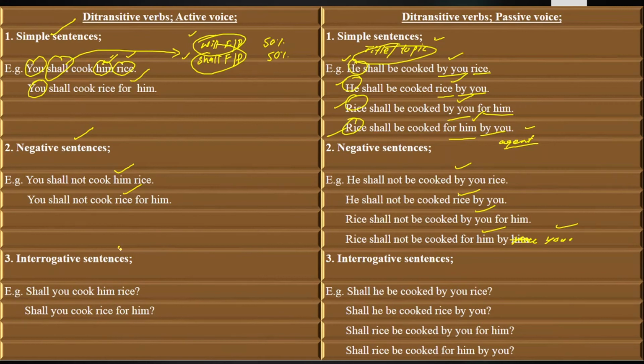Next we have got interrogative sentences. Those sentences in which we ask questions, put queries, are called interrogative sentences. Shall you cook him rice? Shall you cook rice for him? Shall he be cooked by you rice? Shall he be cooked rice by you? Shall rice be cooked by you for him, and shall rice be cooked for him by you?